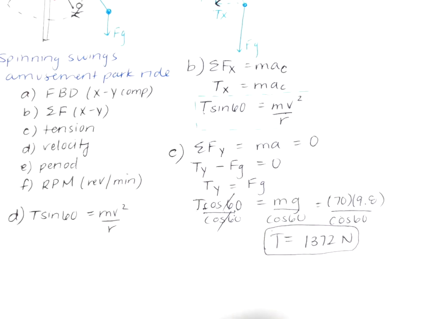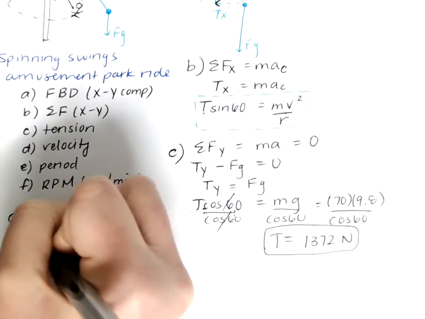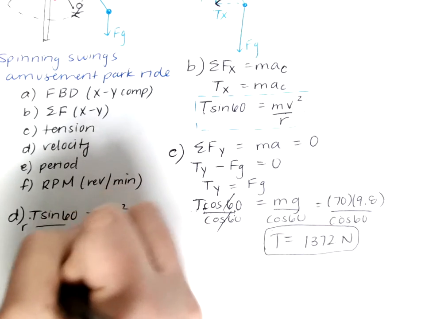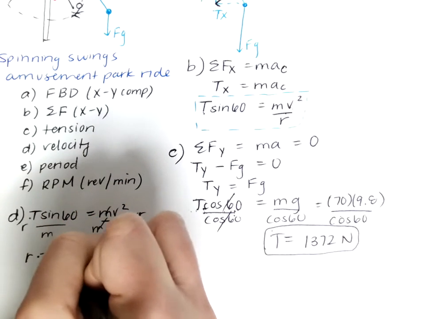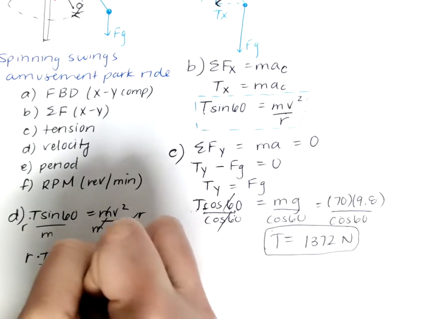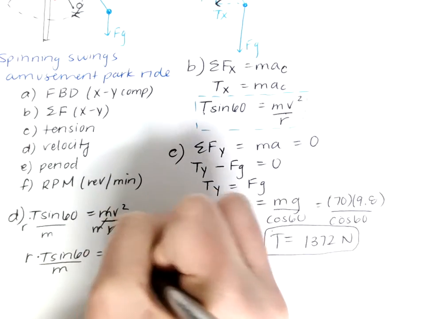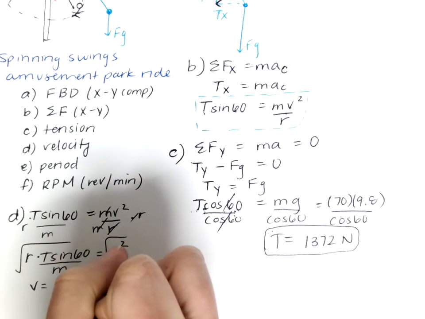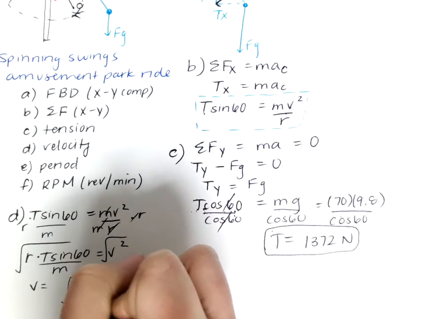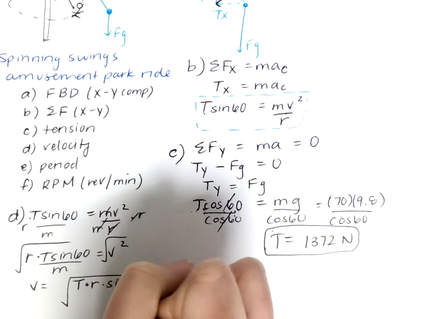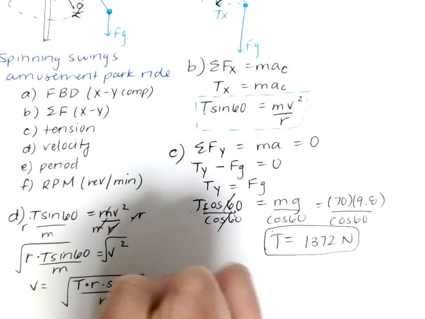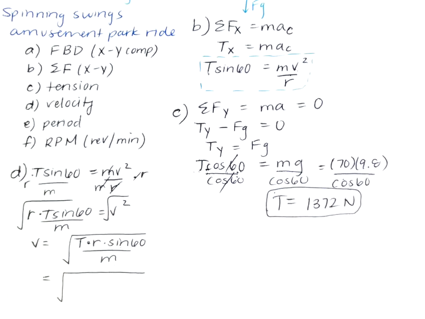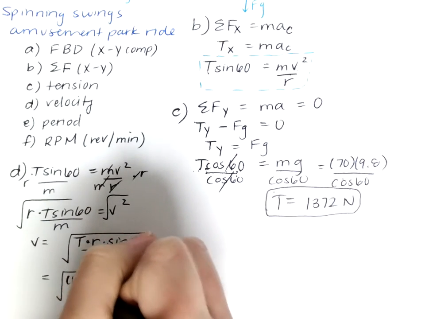So let's go ahead and solve for v. Multiply r on both sides, divide by m on both sides. You get r times T sine 60 divided by m equals v squared. Take the square root. You get v equals the square root of T times r times sine 60 divided by m. Plug in our givens. We just solved for tension, so our tension is 1372.